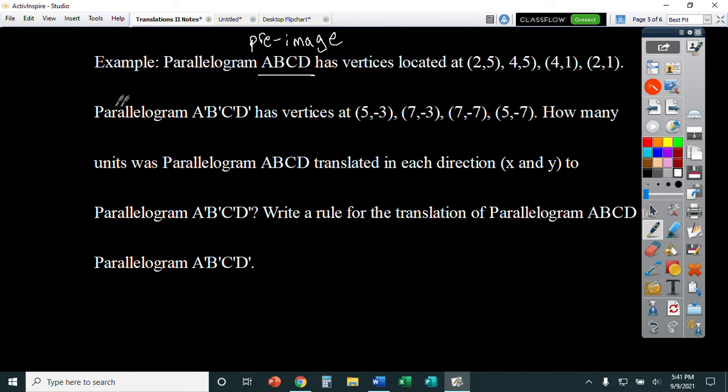Then it tells me parallelogram A prime, B prime, C prime, D prime, which is the image because it has the prime marks, has the vertices here. And then it says how many units was it translated in each direction to go from this to this, to go from the pre-image to the image. And then it says write a rule. That's really what they want me to do.